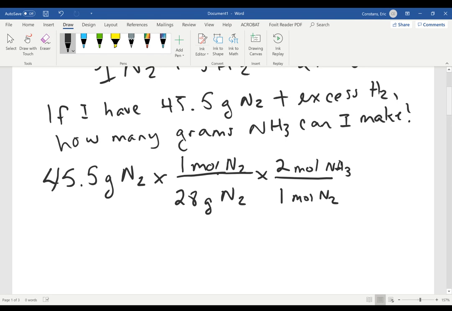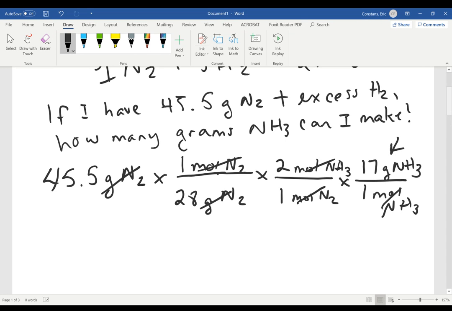Now my next step, so if we look at what we can cancel out, grams of nitrogen, we can cancel out moles of nitrogen, we're left with moles of ammonia here, but I want to change that to grams. So to change moles to grams, again, we're going to use the molar mass. This time grams is going to be up top. And if you remember from before, 1 mole of ammonia is 17 grams of ammonia. So we write our 17 grams of ammonia over 1 mole of NH3, and then cancel diagonally like that. We're left with grams of ammonia, which is what we're looking for.